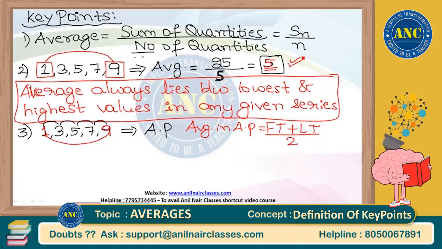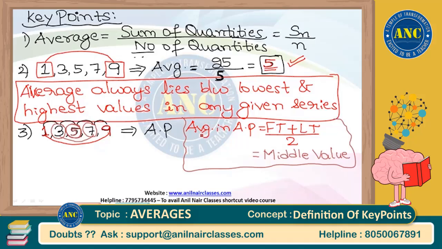Provided you arrange that series in ascending order or descending order. And it is also equal to second term plus second last term by 2. 3 plus 7 is 10. Again, 10 by 2 is nothing but 5. Or it is also equal to third term plus third last term by 2. But in this given series, third term and third last term happens to be the middle value. So very, very important understanding is average in arithmetic progression is always equal to first term plus last term by 2. It is also equal to the middle value, right?